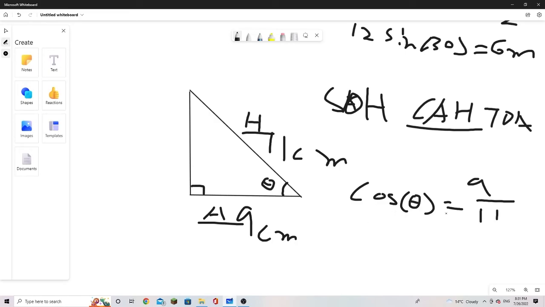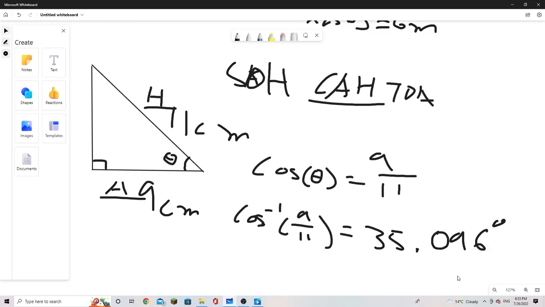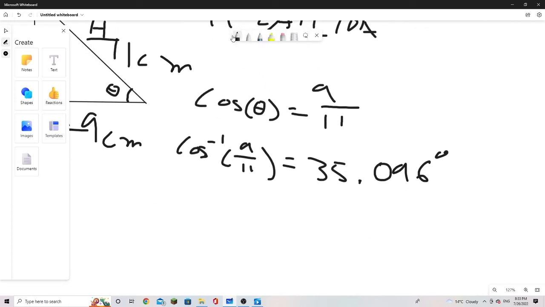Now, you might be wondering how to do this. On your calculator, you should be able to see a button that looks something like this. All you need to do is type in inverse cosine of 9 over 11, and we should be able to get the angle. Now I'm going to type it in my calculator. Inverse cosine of 9 divided by 11 equals 35.096 degrees. Now, we're going to round and write to the nearest degree. So we're just going to write 35 degrees.